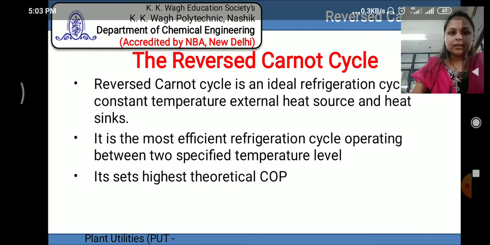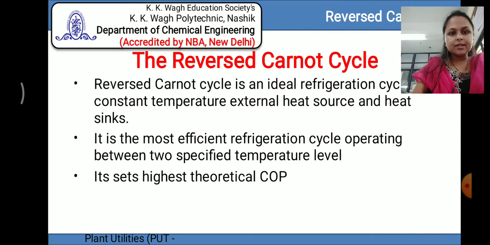Reverse Carnot cycle is an ideal refrigeration cycle in which there is a constant temperature external heat source and heat sink. It is the most efficient refrigeration cycle which operates between two specified temperature levels, means at the highest level and at the lowest level. It sets the highest coefficient of performance.